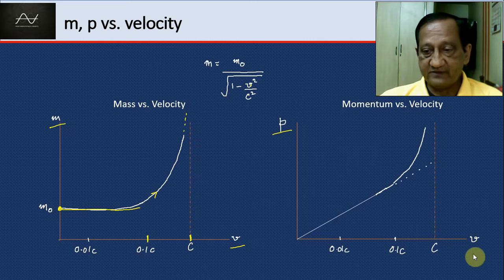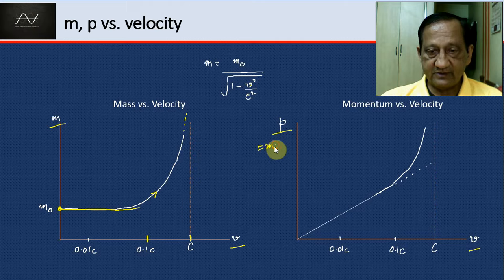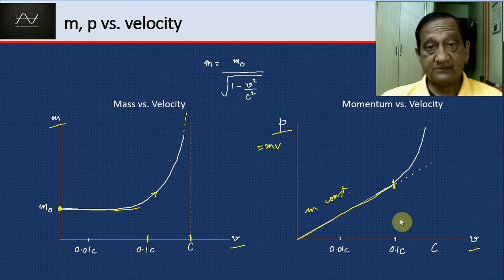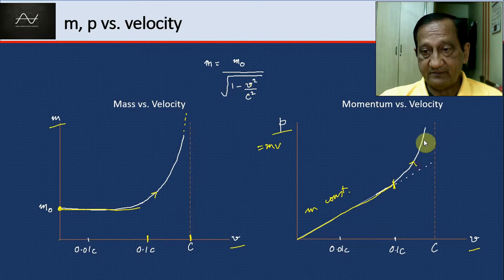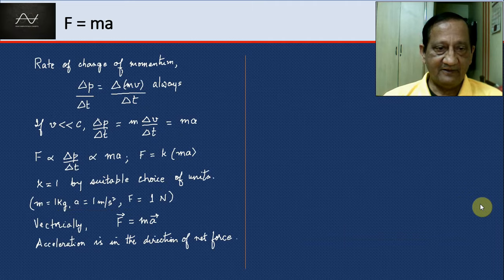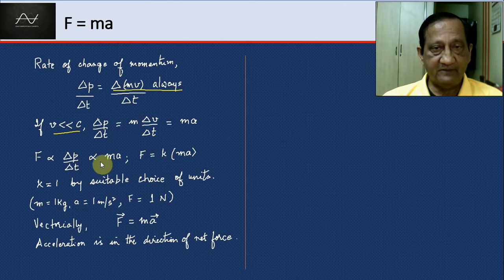Talking of momentum versus velocity, momentum is equal to mass into velocity. As the velocity increases, the momentum also increases linearly. Mass is constant up until then. After that, mass also increases, and therefore the momentum tends to infinity as the speed tends to the speed of light. So F equal to ma, if you see, rate of change of momentum is this, and delta p is delta mv always. If v is very small compared to c, then delta p by delta t is ma.